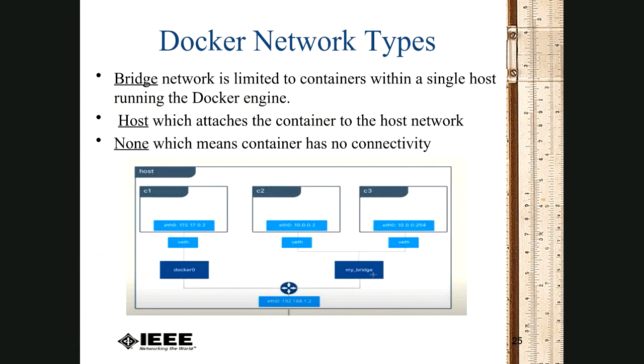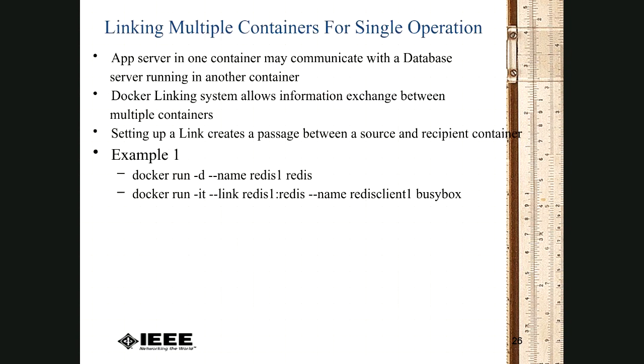There are three types of network supported. One is called bridge, which is simply the communication between all containers. The second is the host network, which attaches the container to the host network. It will connect to the network interface card of the host machine if the network type is host. Finally, if you say none, the container will be completely isolated and will not connect to any network. So these are the three network possibilities. It is also possible to connect multiple containers with a link command.